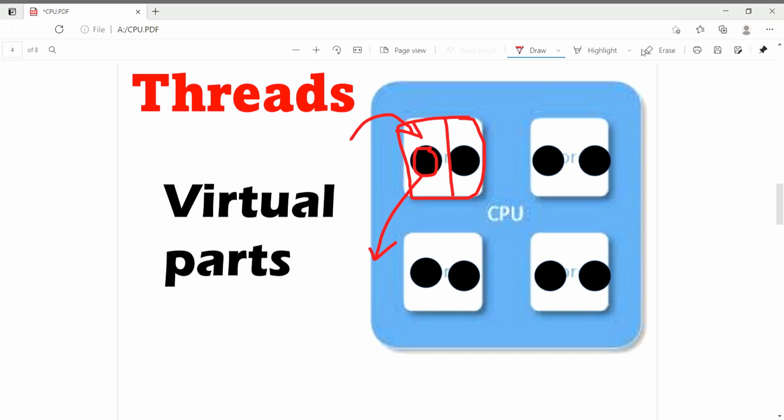Threads are in multiples of 2 per core. In the example there are 4 cores, and 4 multiplied by 2 gives 8 threads. So 4 cores, 8 threads. If you have a 6 core processor, then you will have 12 threads in the same way. Threads are nothing but the virtual parts, cores are nothing but the physical parts. That's it in the simple way.